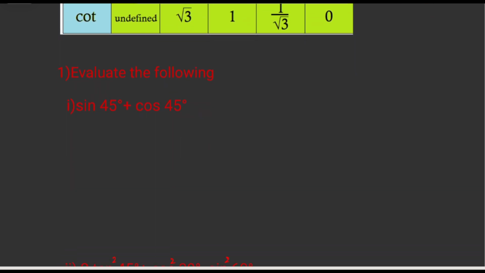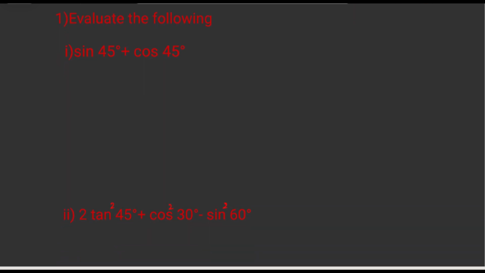So what is the first problem there? Sin 45 degrees plus cos 45. Now we should have the sin 45 value. What is the sin 45 degree? 1 by root 2. And similarly, the same value is equal to cos 45. So for the sin 45, we write 1 by root 2. Similarly, for the cos 45, we write 1 by root 2.